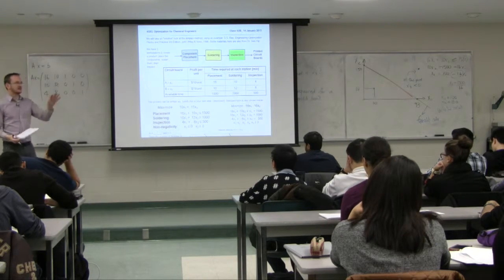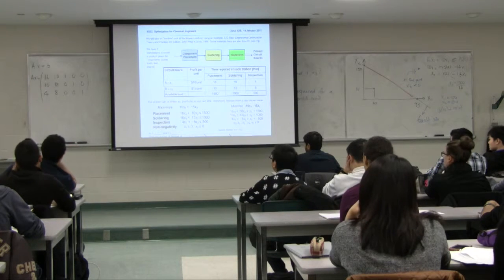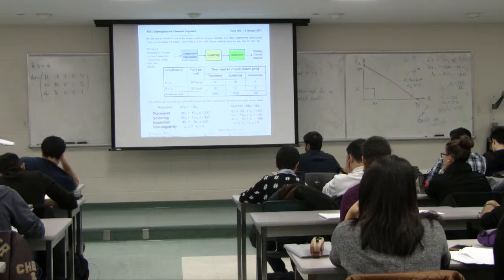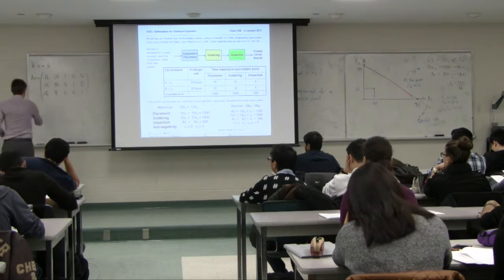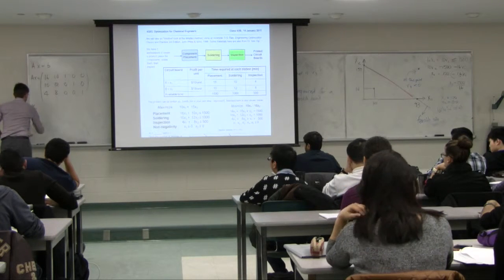I'm realizing the people there on that side can't see the board. Sorry about that. But you have the matrix A from last time, and it's on page 2 of your notes. The X vector is then a vector of X1, X2, X3, X4, and X5.